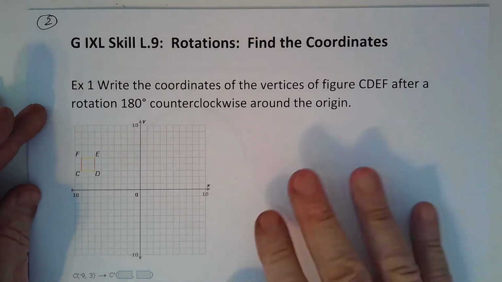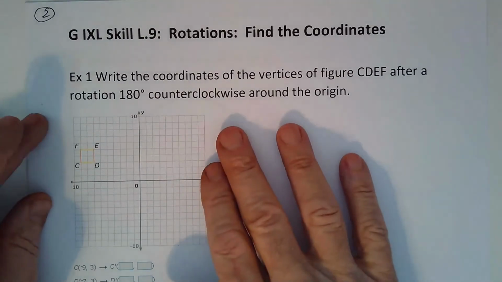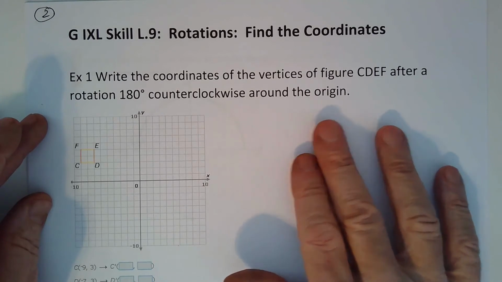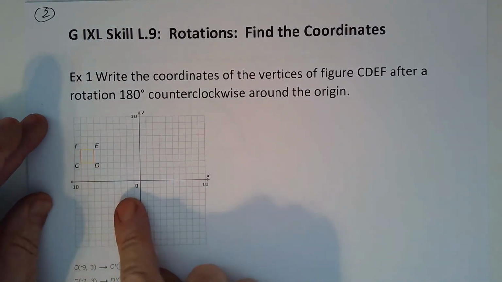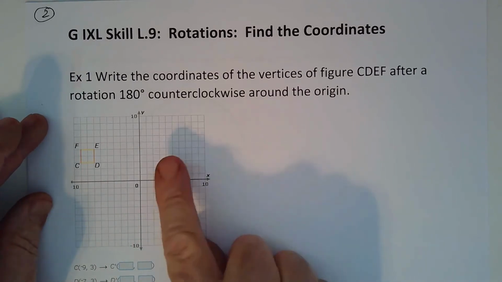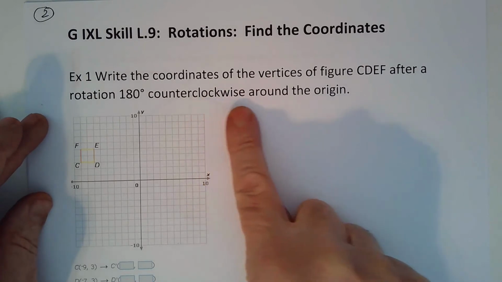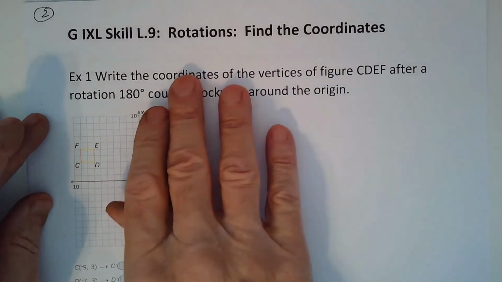It was easier with presenting this one to do it the way that I'm going to present it. So you're being asked to write the coordinates of the vertices of figure C, D, E, F after a rotation 180 degrees counterclockwise around the origin. So you need to very carefully look at these directions.